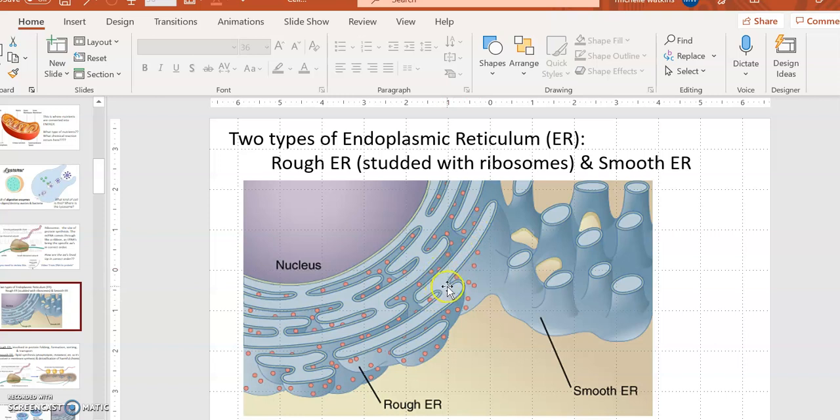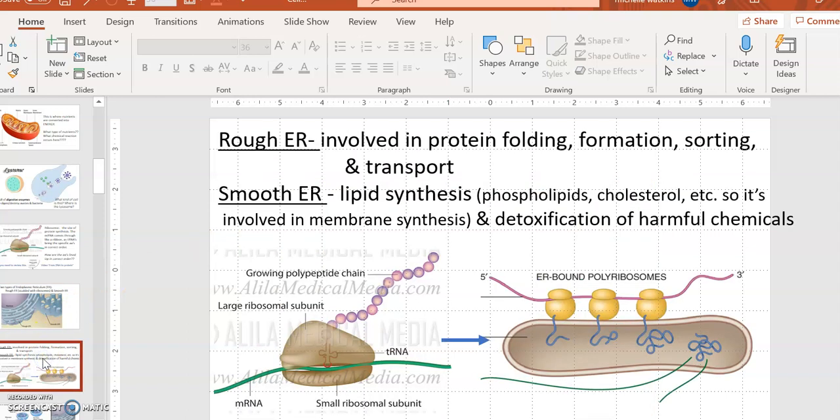Notice these are, the interior part is light blue. The darker gray blue signifies the exterior. Notice there's also two types, the smooth one and the rough one. The rough one isn't truly rough, it just is coated with lots and lots of ribosomes, right? Let's define the two different types.